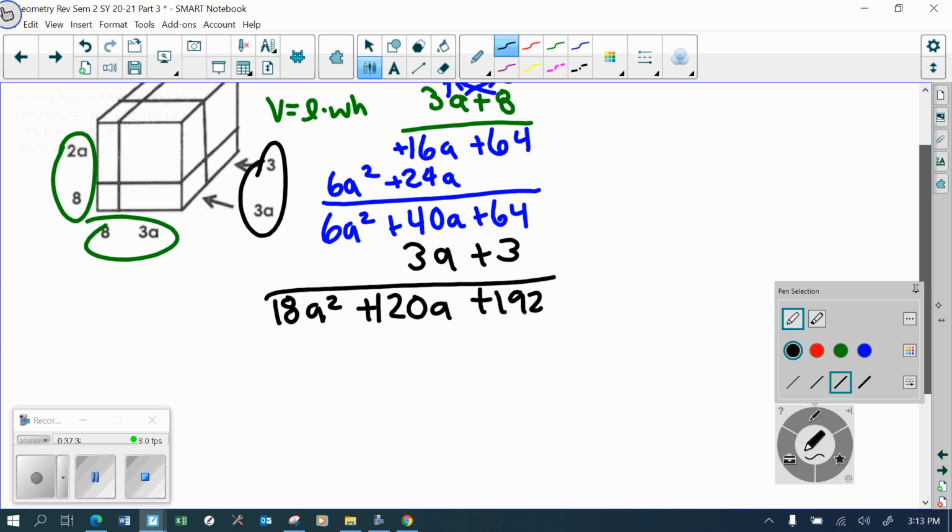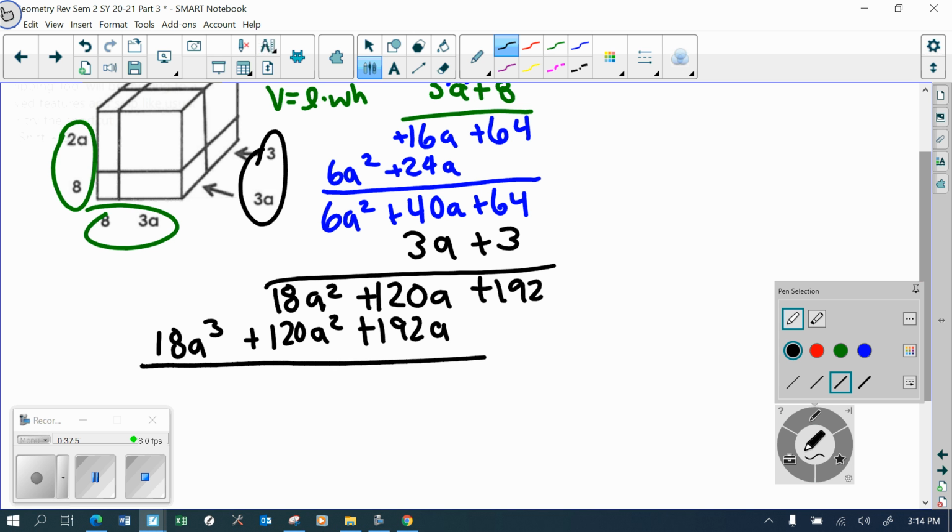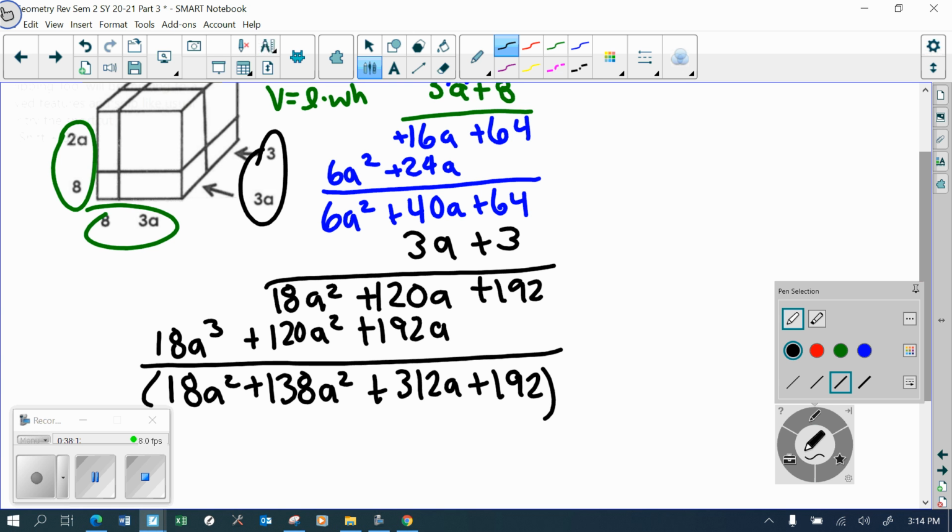Then I go ahead and do the second row. 3a times 64 is 192a. 3 times 40a is 120a squared. And 3a times 6a squared is 18a cubed. And then I just add straight down for my final answer: 18a cubed plus 138a squared plus 312a plus 192. All that in parentheses, cubic units, because it's volume.